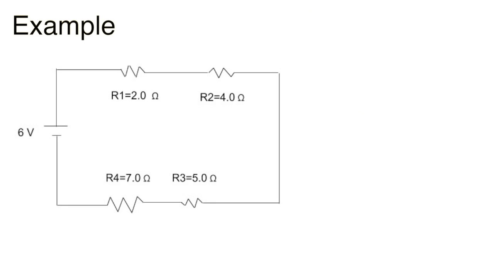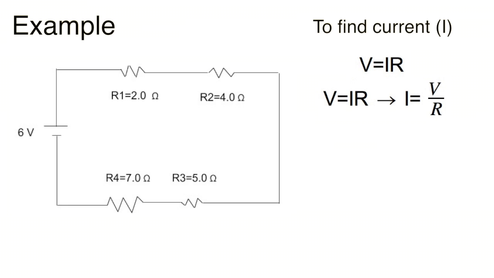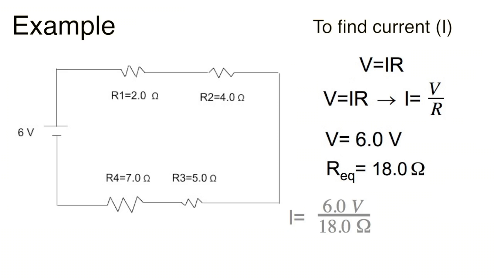Now the only information we are missing is the current, and we can find this by using Ohm's law. Since the formula states V is equal to IR, and we already have the voltage and the ohms, all we need to do is plug them into the formula and find I for current. So 6 volts is equal to I times 18 ohms, and we can find that current is equal to 0.33 amperes.